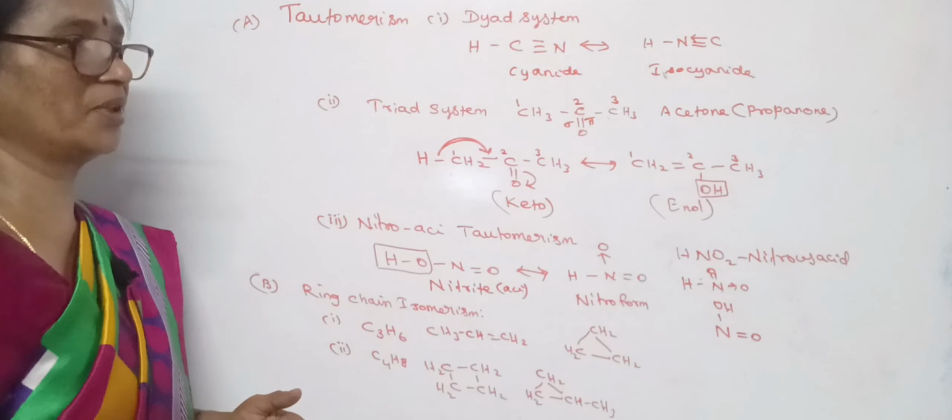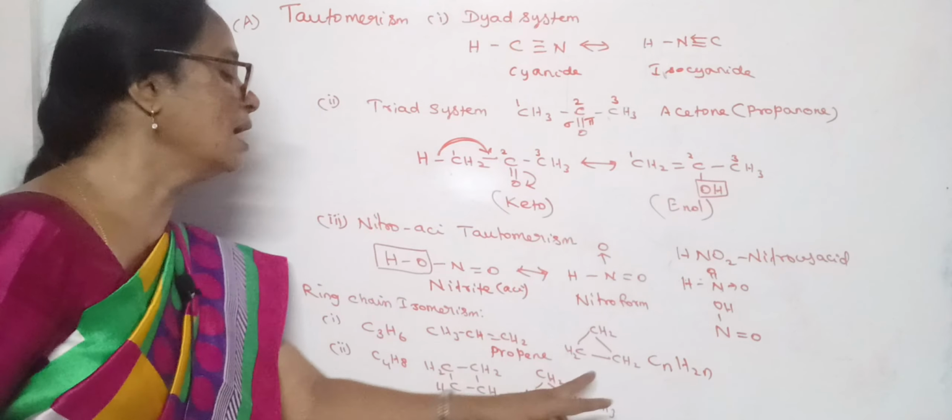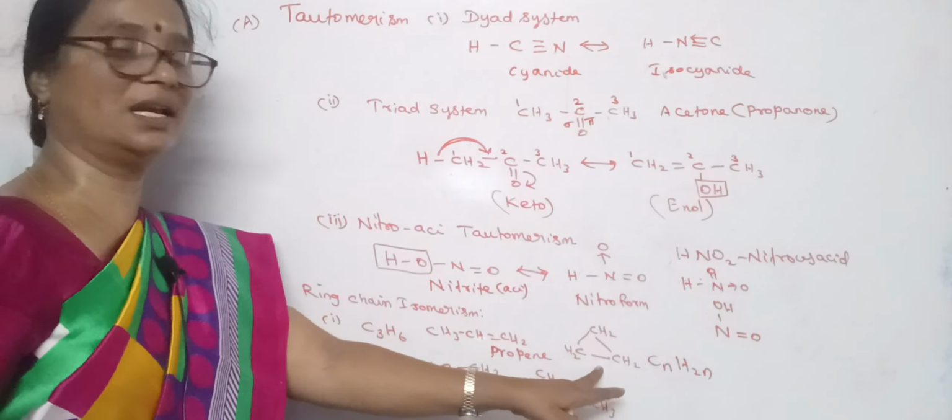CnH2n. So let us take C3H6. C3H6 I can represent in the way of an unsaturated alkene, propene, CH3, CH double bond, CH2 is propene. The same 3 carbon with the 6 hydrogen can also be represented in its cyclic form. So here the name it gives cyclopropane. So same molecular formula, but giving rise to 2 different structures. Such structures, one is the open chain structure, the other one is cyclic structure. So it is called ring chain isomerism.